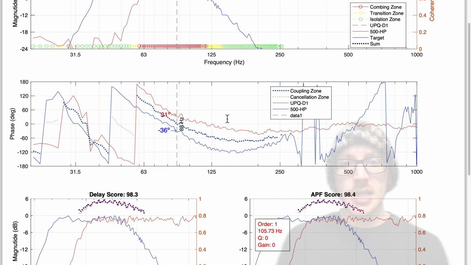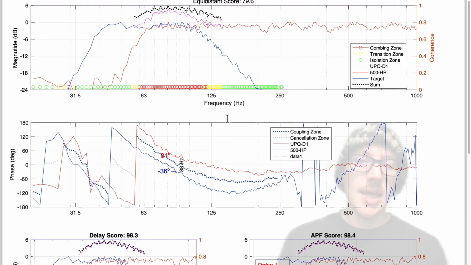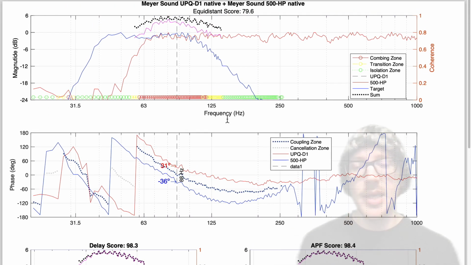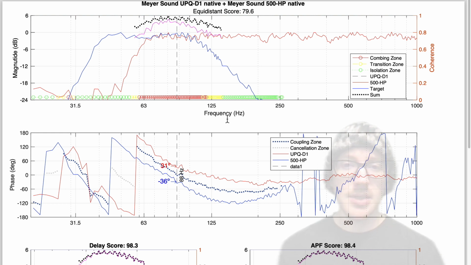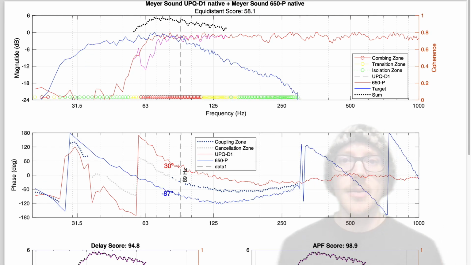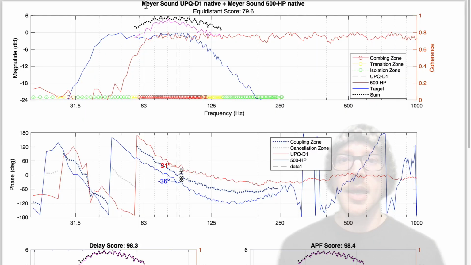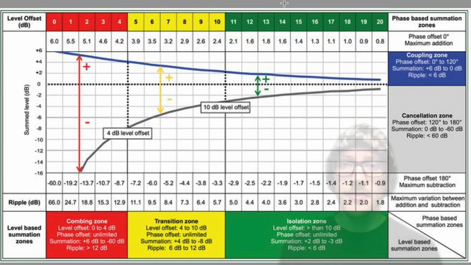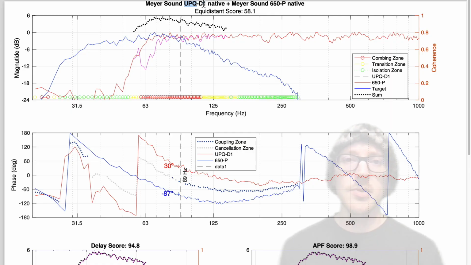For me, it's just interesting to look at the solutions that the robot comes up with, and also to help me practice looking at these graphs. So let's look at one more together. That was a UPQ D1 and a 500 HP. Now let's look at a UPQ D1 and a 650p.